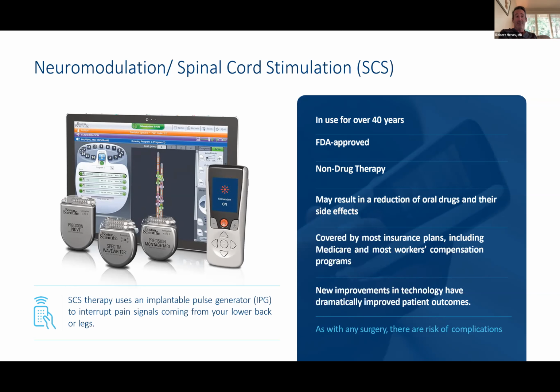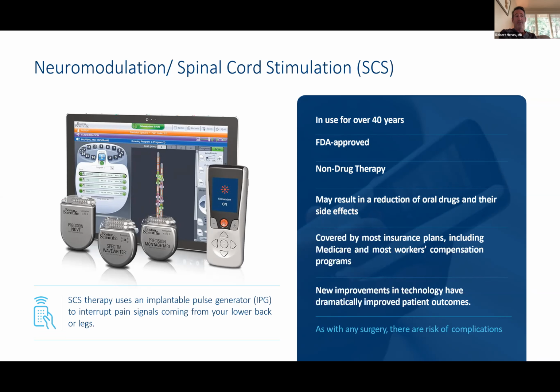Now, the technology has changed dramatically over those 40 years, not only to help patients do better, to make the therapy more effective and more tolerable, but also to open up the therapy to new indications. Now, of course, with any type of implanted medical device or any type of procedure, there are risks. There are risks with everything and anything we do in medicine. And to me, the issue is, do the risks outweigh the potential benefit? And that's not a decision that I make. That's a decision you make as the patient.